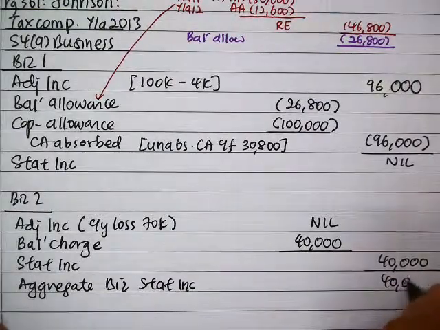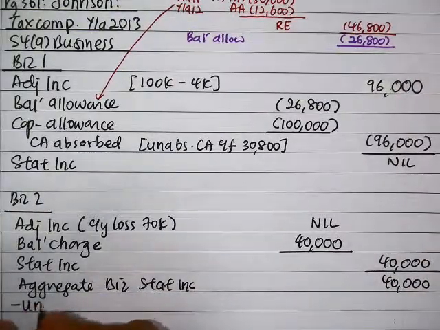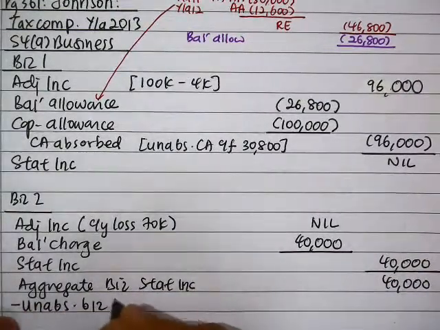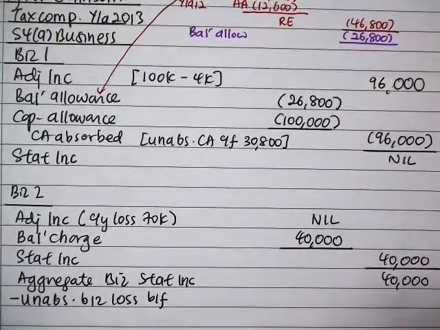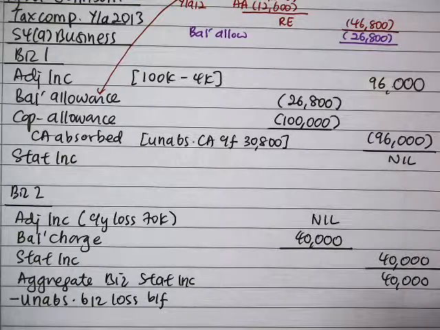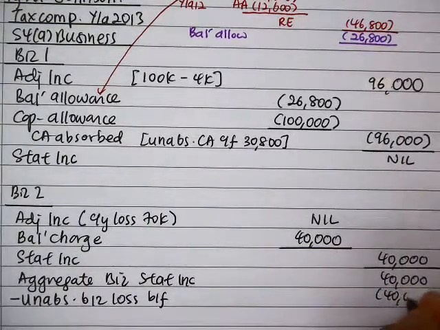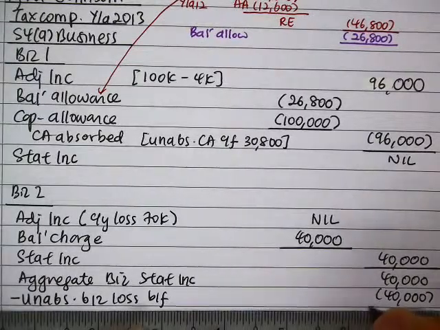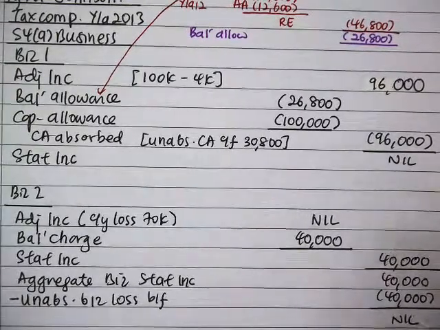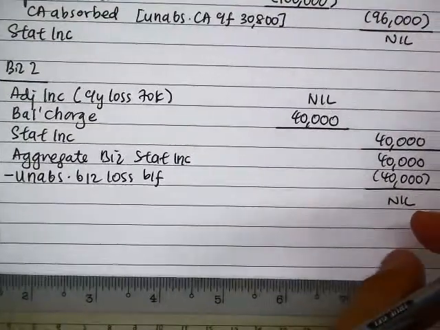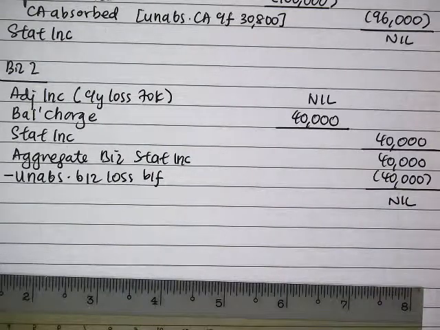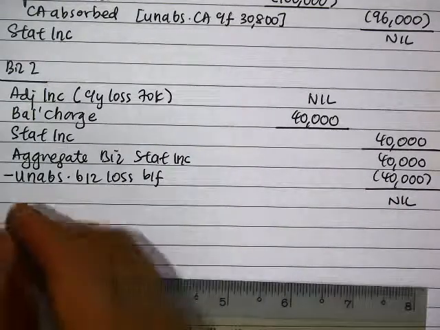Now the purpose of this figure is to claim unabsorbed business loss brought forward if you have. Now question said in business number 2, the unabsorbed loss 40 as well. So minus of the 40, nil. Okay, see, business all done already. So you just need to bring in the investment.